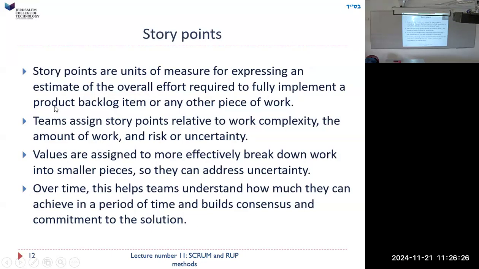So teams assign story points relative to work complexity, the amount of work, and the risk or uncertainty. When we say risk or uncertainty, you should know from the previous lecture that means the risk of it being successful, or if it failed, or what parts could fail. Values are assigned to more effectively break down work into smaller pieces so that they can address uncertainty. In other words, if it's that many story points, maybe you'll break it down into 2 different parts.